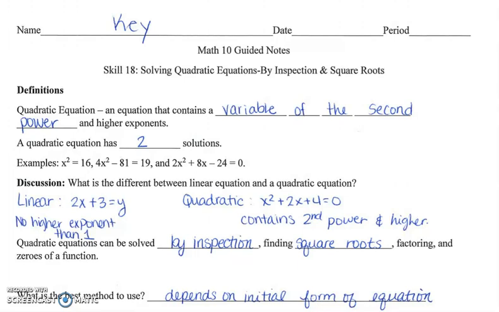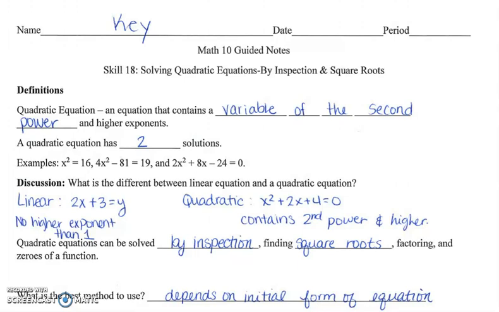Quadratic equation: an equation that contains a variable of the second power and higher exponents. So quadratic is the x squared. You are leaving just having x's and y's, which are called linear, and you're going to x squareds in your equations. A quadratic equation has two solutions. Now, that is not always true. That is the majority of the time. Generally speaking, quadratics have two solutions. It is also possible to have one solution or no solution. Those are those special cases, and we'll see those again.